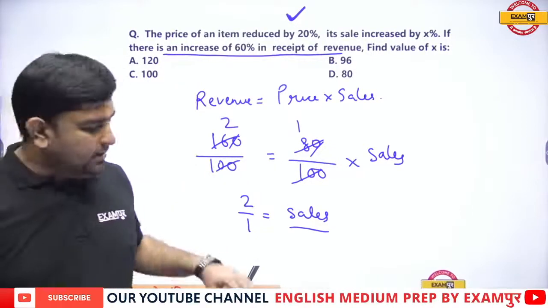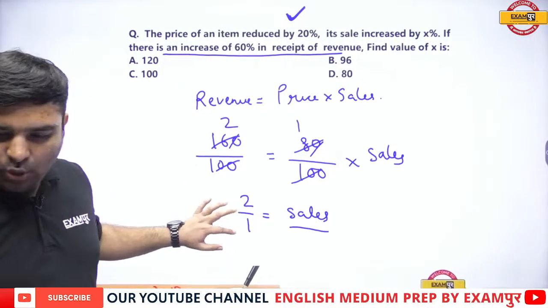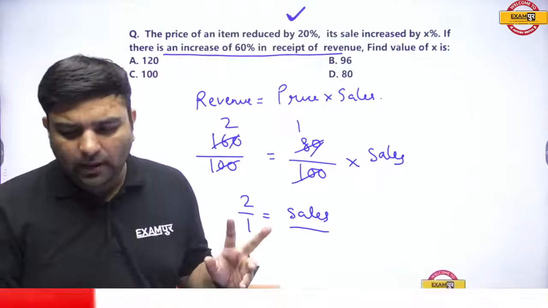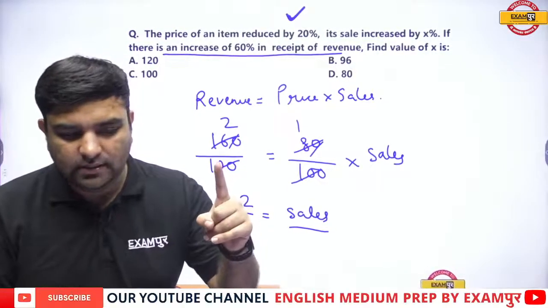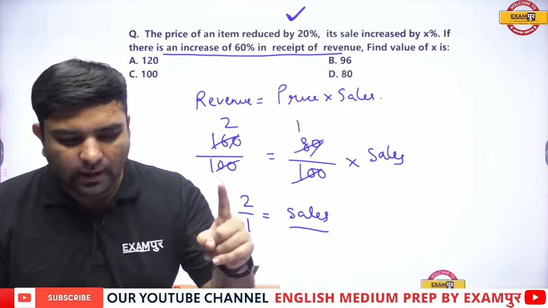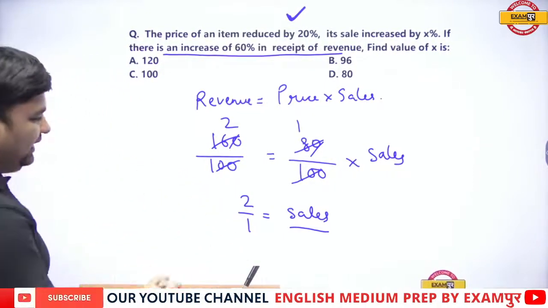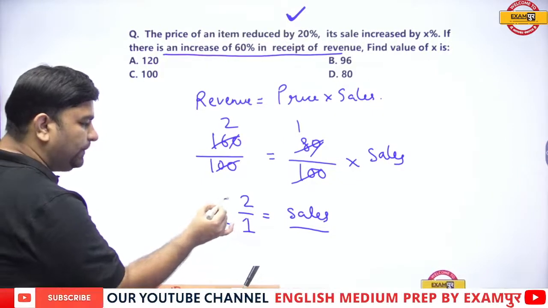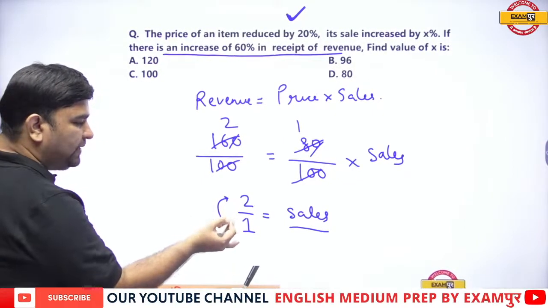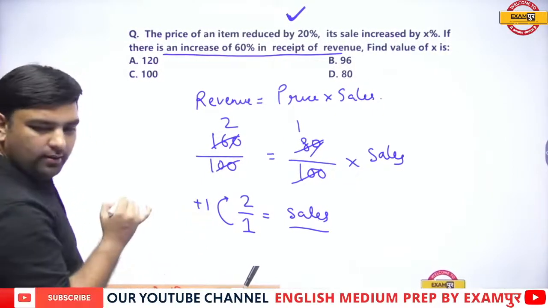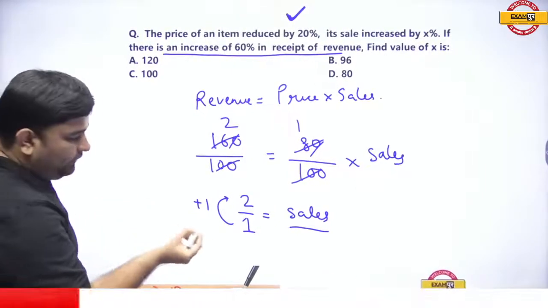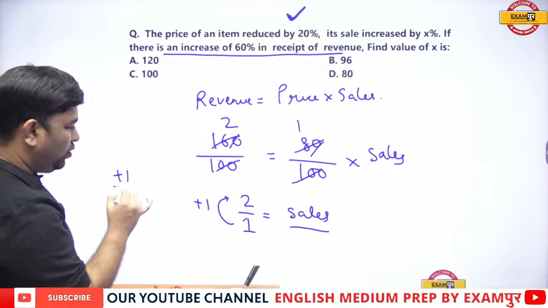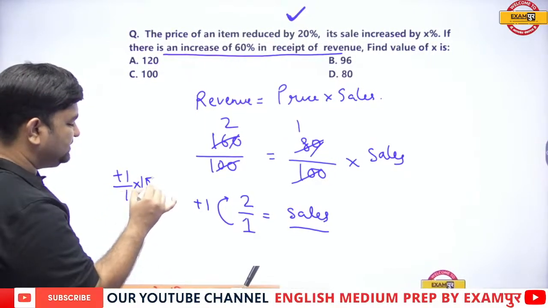Sales has changed in the ratio 1:2. What do you mean by getting double? 100% increment. Let's see how. From 1 it has become 2, so there is an increment of 1 over 1 into 100. 100% increment.